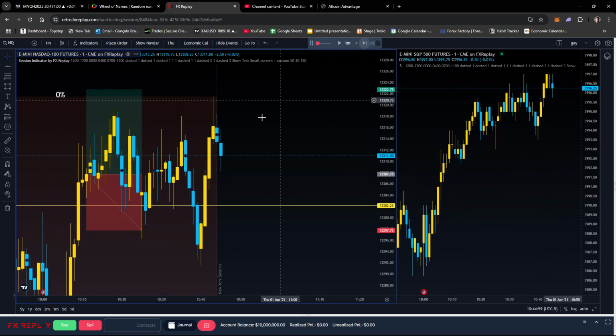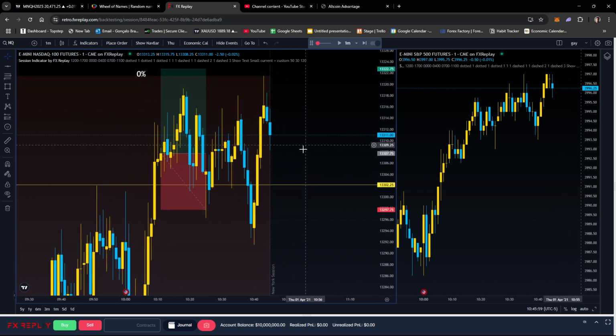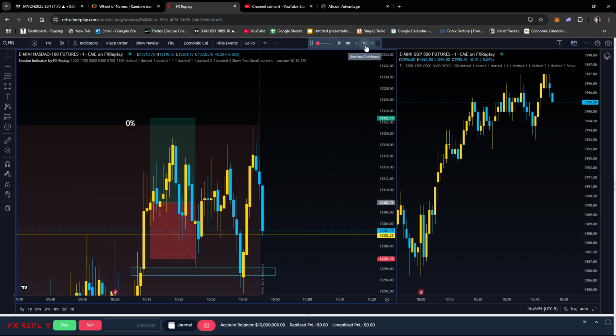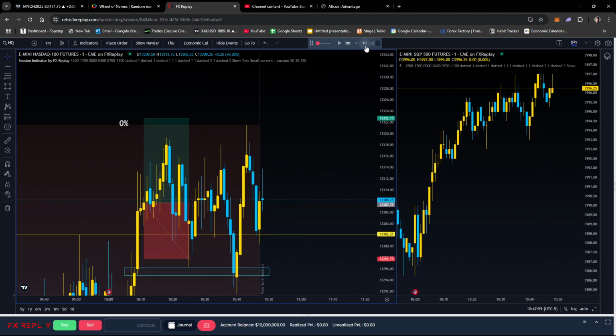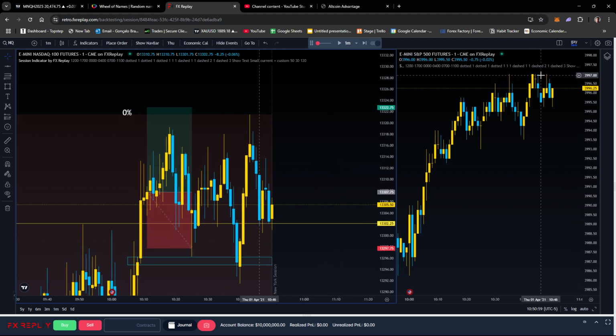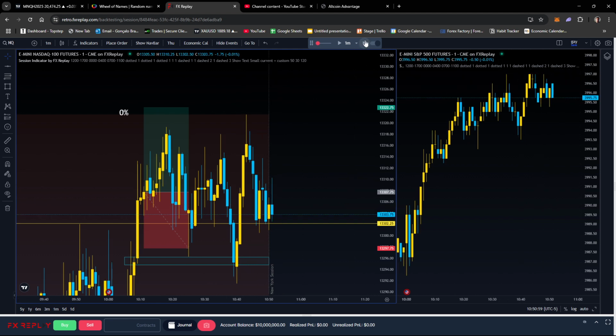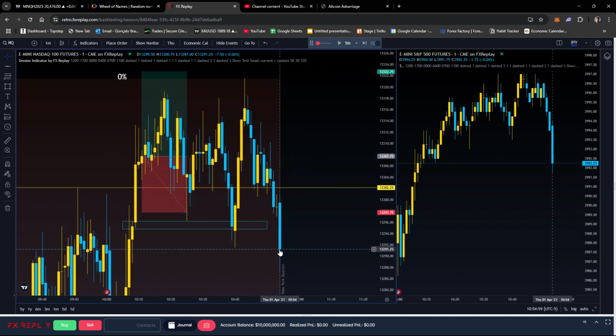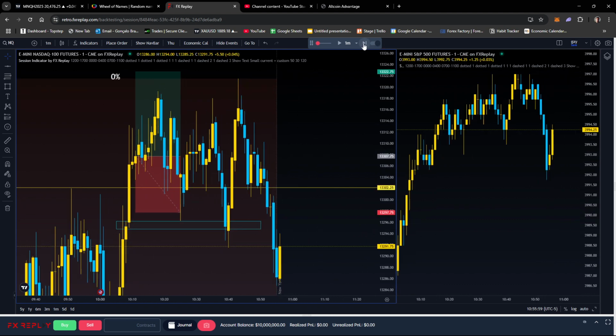So the next macro is now 10:45. Are we displacing through this? That's what I want to see now. Okay, it's a little bit choppy. ES has got multiple equal highs, maybe five equal highs. So I do think price can go back higher. Okay, 10:50. We're now breaking this level, which is good.